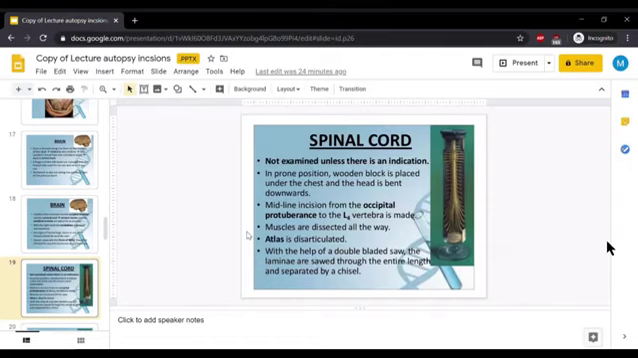A midline incision from the occipital protuberance to the lumbar vertebra 4 is made. After this primary incision, muscles are dissected all the way. The atlas is disarticulated. With the help of a double-bladed saw, the laminae are sawed through the entire length and separated by a chisel.